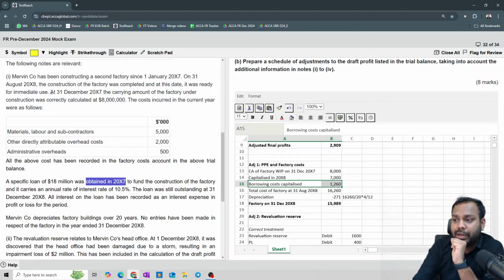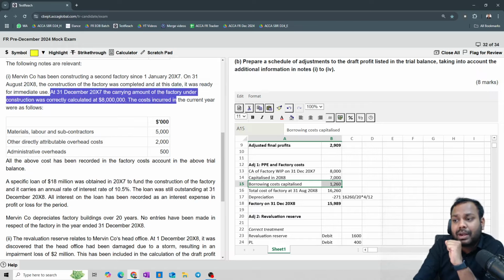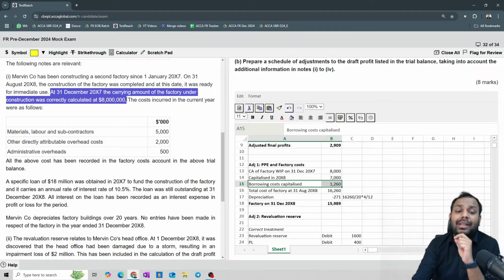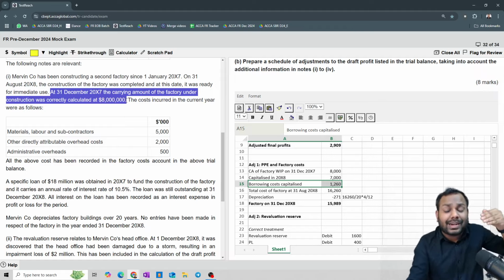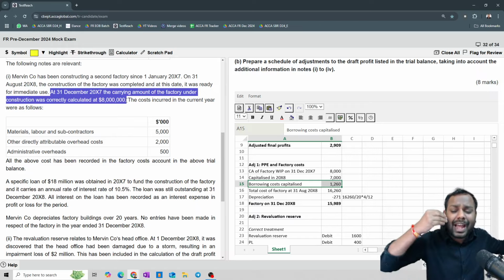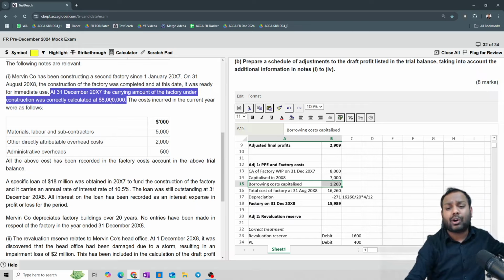Because see, the question reads this line: at December 20x7, the carrying amount of the factory under construction was correctly calculated as this much. Meaning thereby, even if the loan was taken at the beginning of previous year, that borrowing cost would already have been capitalized in this 800,000. Is already capitalized in this 8 million. Are you getting my point, Sadavrat Mittal and Farzin? Are you getting that point?